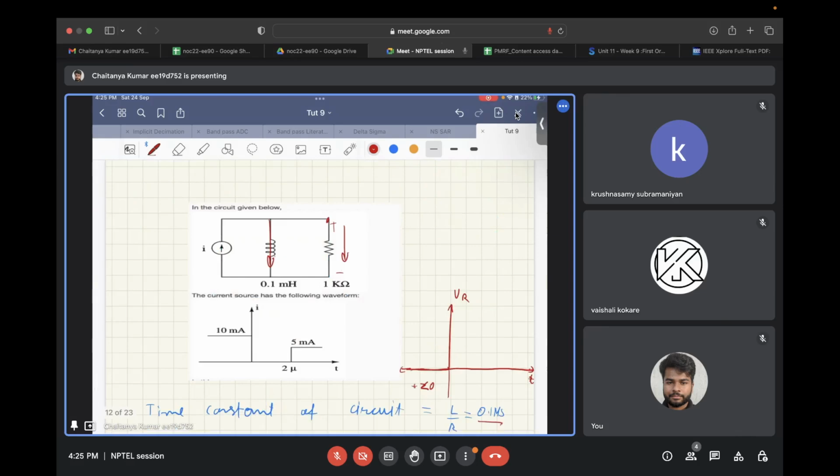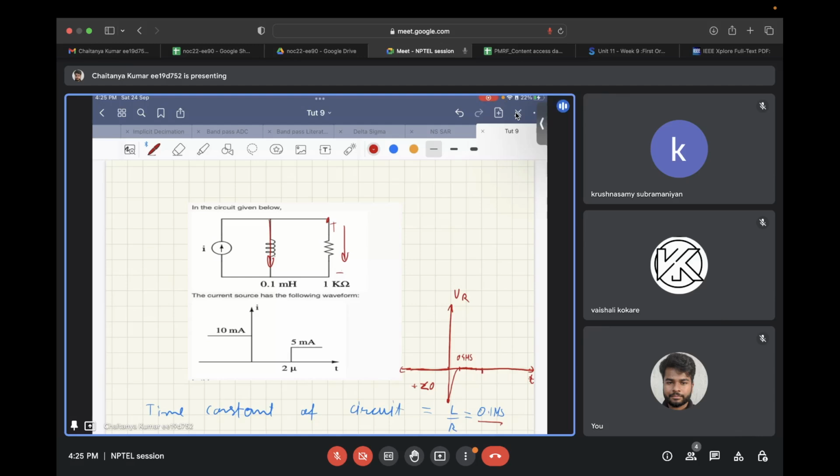So that voltage is developed across this, and that slowly decays and settles to 0 after 0.4 microseconds. That is 4 times the time constant. And after that, it remains 0 till the second transient occurs.